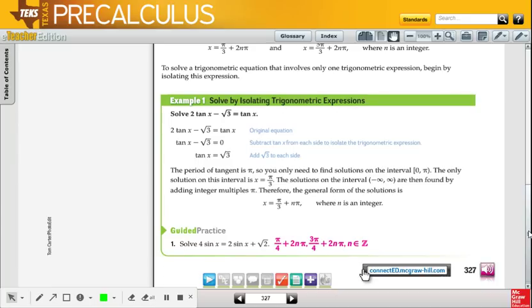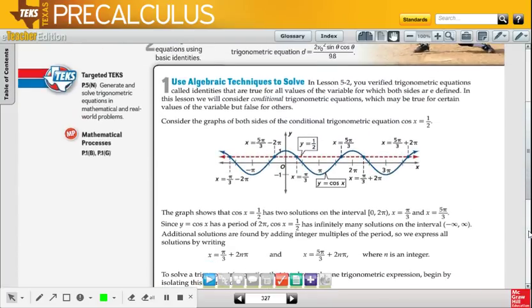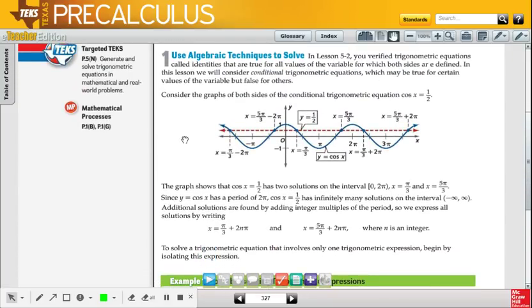Now, what I forgot to mention up here is that you don't have to copy the whole thing. It's just the basic information, such as using algebraic techniques to solve. Basically, the majority of the information in the second paragraph.